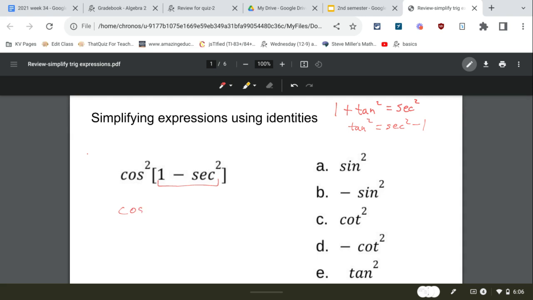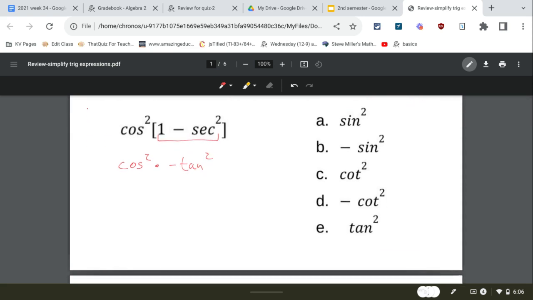So this is going to turn into cosine squared times negative tangent squared. And then the tangent you're going to replace with a sine over cosine. So you're going to get cosine squared times, let me move this negative out front, cosine squared times sine squared over cosine squared. And then your cosine squareds can cancel. So that leaves you with negative sine squared.